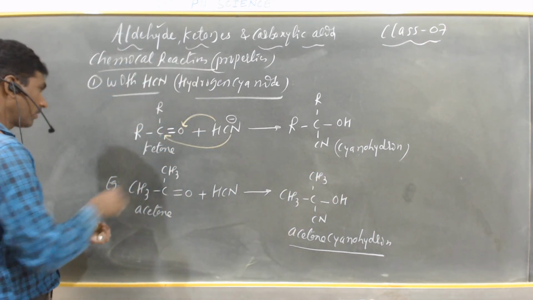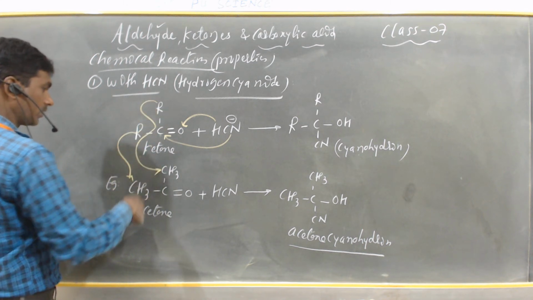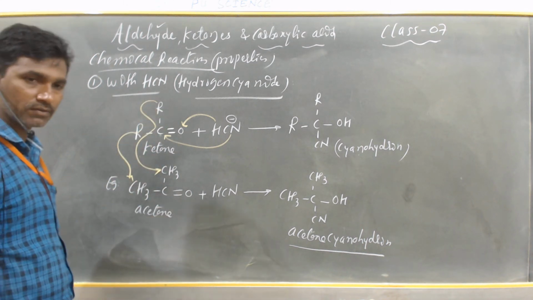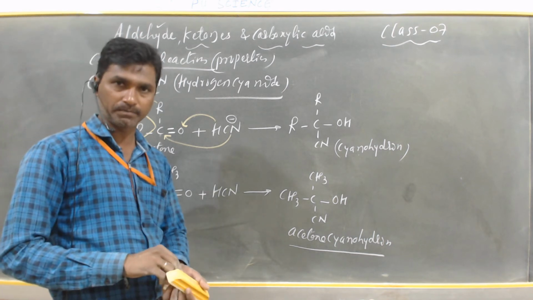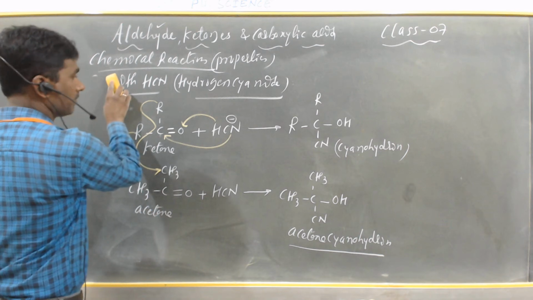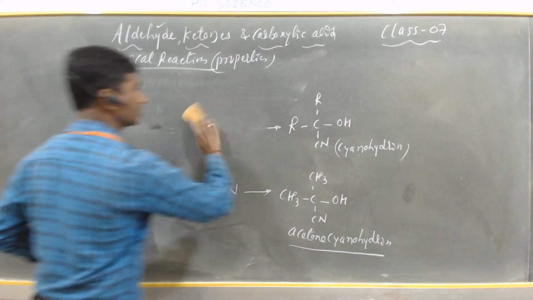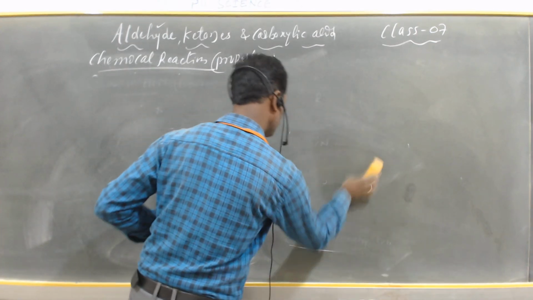Example: wherever R is there, you have to take CH3. So by this we can get acetone cyanohydrin. The second example is with NaHSO3.